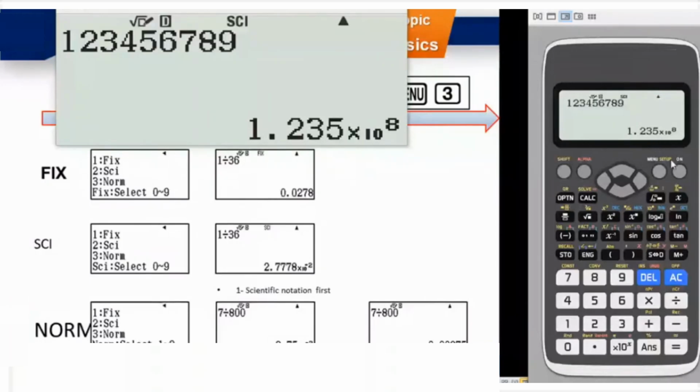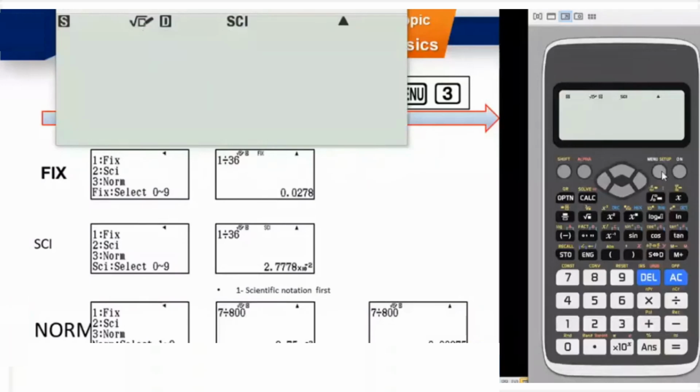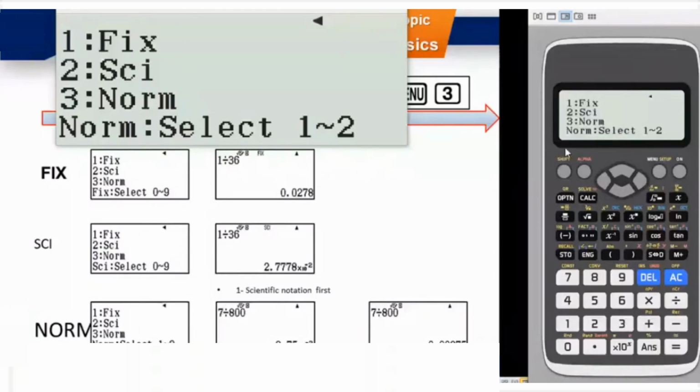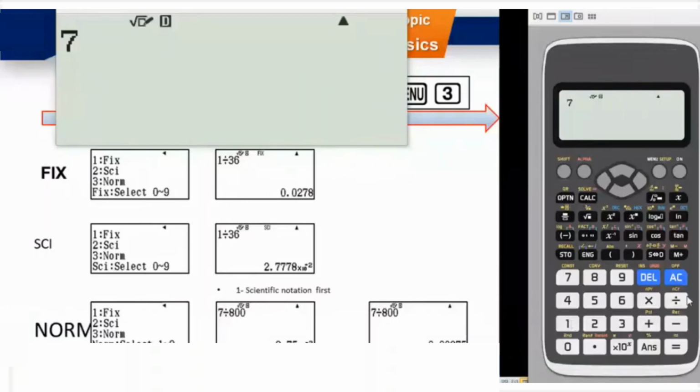On the other hand, when I press shift menu, number format, and I press 3, it is asking me to select normal 1 or normal 2. Let's say I select normal 1 and I press 7 divided by 800 and I press equals to. So it has given me answers in fraction. If I want answers in decimal, I will press the SD button and it will give me answer in scientific notation.